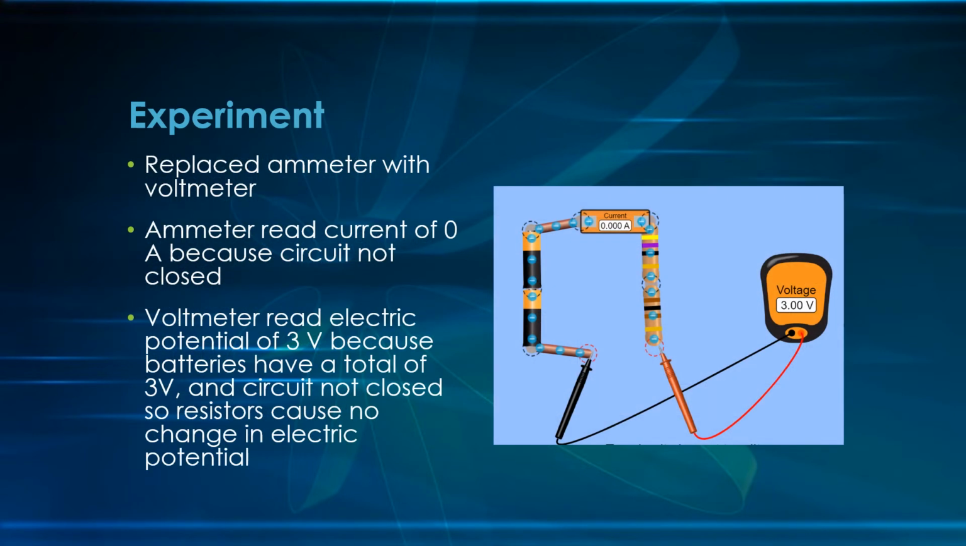Then, I replaced one of the ammeters with a voltmeter, and the voltmeter read 3 volts because the potential difference from the batteries was 3 volts and the resistors were not in the circuit, so they did not create a change in potential. The ammeter read a current of 0 amps because the circuit was not closed and therefore there was no current.